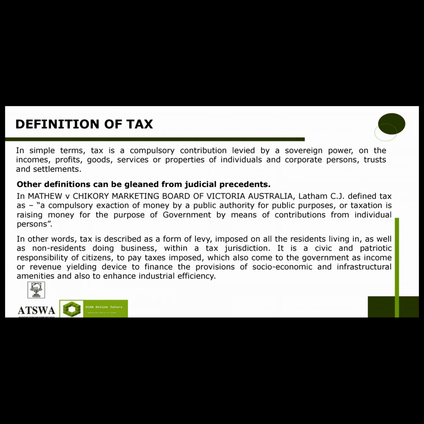of Victoria, Australia, the Chief Justice defined tax as a compulsory exaction of money by a public authority for public purposes, or taxation is raising money for the purpose of government by means of contributions from individual persons. In the American case of United States versus Butler, Justice Roberts stated, a tax in the general understanding of the term and as used in the Constitution signifies an exaction for the support of the government.